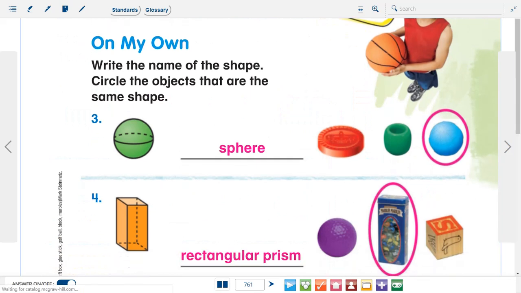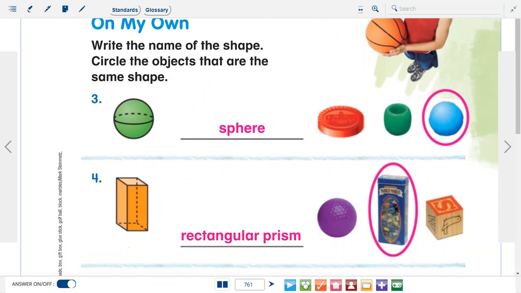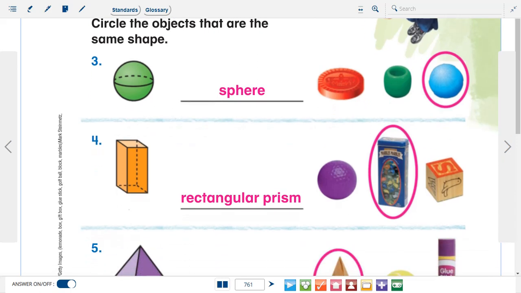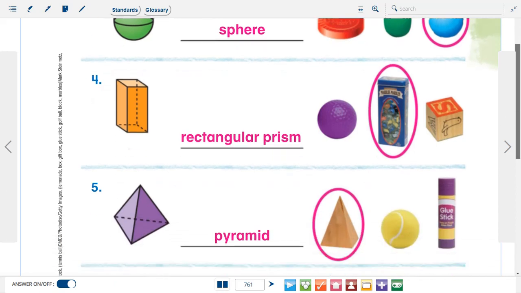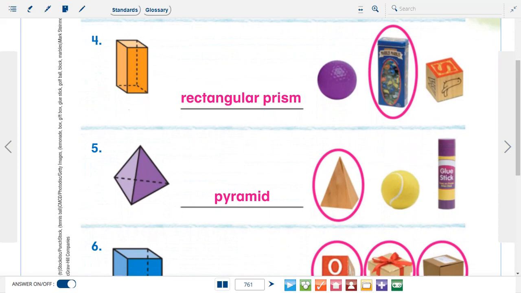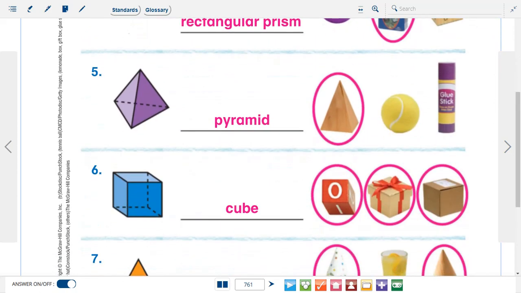Okay, the same thing, write the name of the shape, circle the objects that are the same shape. This is a sphere. Where is the sphere here? This one which looks like the ball. This is a rectangular prism like this box. Is this a rectangular prism? No, this is a what? A cube. Excellent. This is a cube. This is a pyramid, okay? Which one of those looks like a pyramid? Yes, this one. Excellent.